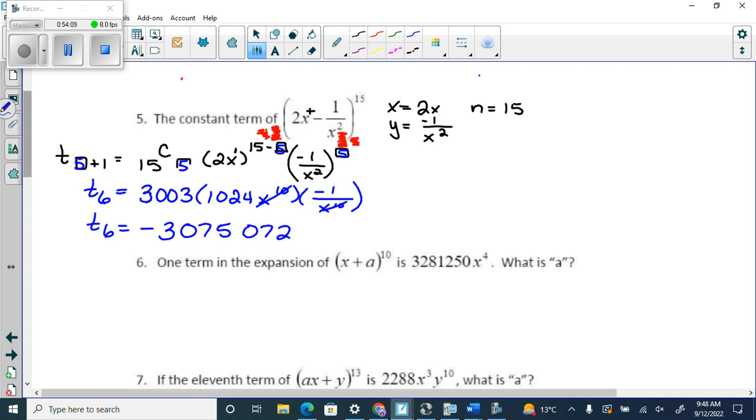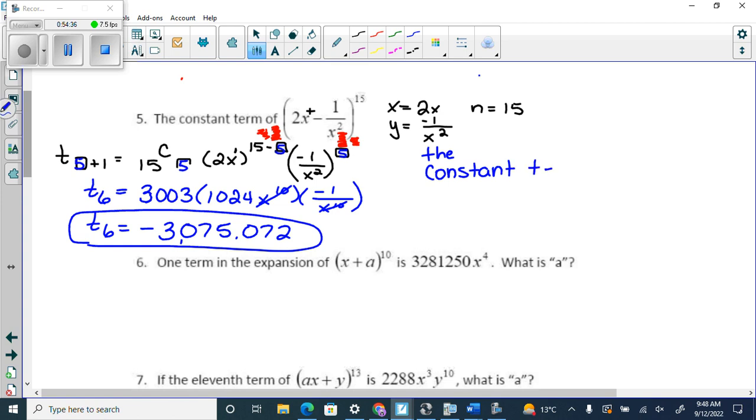My brain quit after you said 300. You were good. Boom. And I'm done, right? No, because I'm assuming that they believe that that is the constant. And I assume things go poorly. So we're going to write: the constant term is -3,075,078.